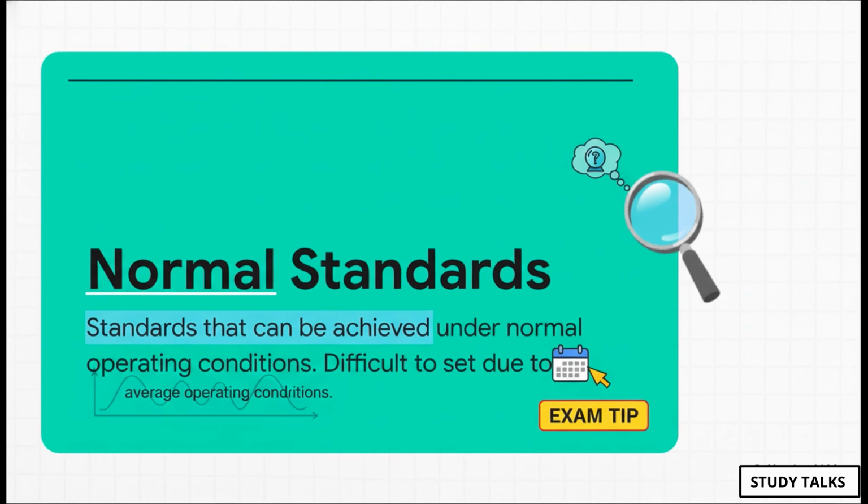It accounts for some downtime, some small issues, that sort of thing. The exam note here is that they can be tricky to set because you have to forecast what normal is going to look like in the future, and who has a crystal ball, right?